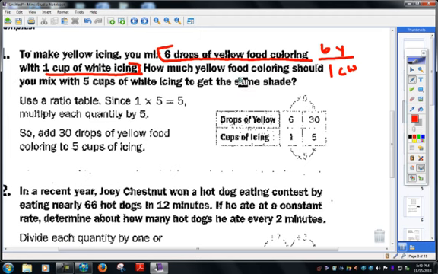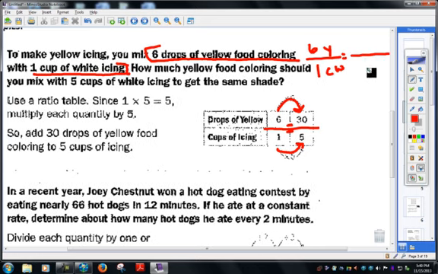How much food coloring should you mix with 5 cups of white icing? So it's just like a proportion, guys. It's just a proportion saying, okay, these two are equal. They're equal ratios. What am I doing to go from here to here? Now, if we were doing this as a proportion, it would look like this. We have 6 drops of yellow food coloring per 1 cup of white icing.